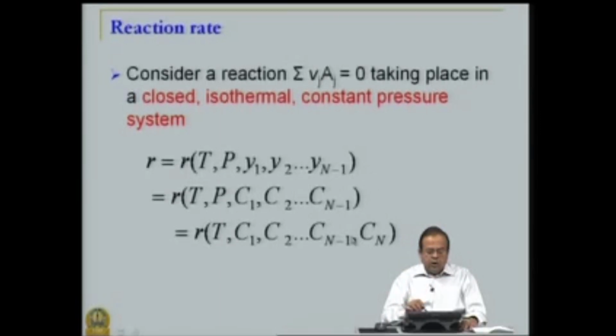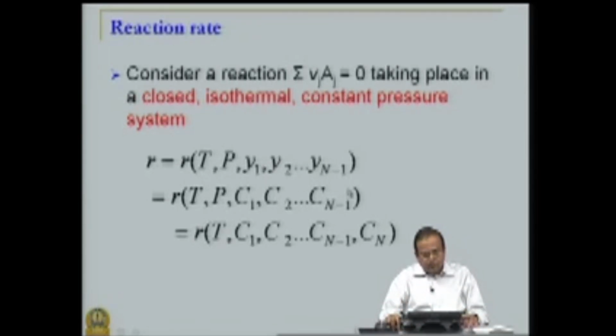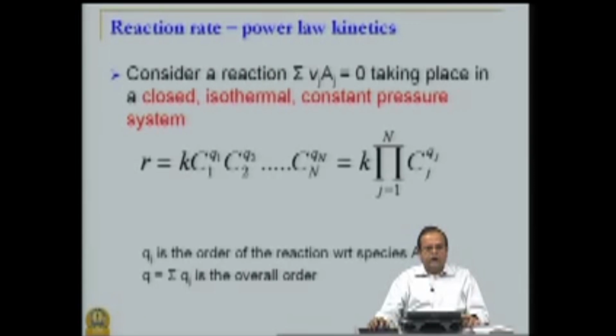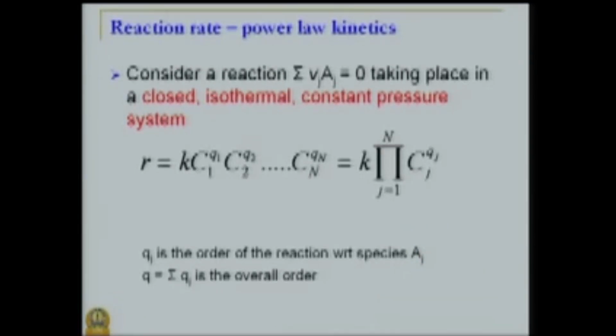But if you look at any of these expressions, the total quantities that appear are n plus 1, that is, n is the number of components plus 1. So, it could be either T, p plus n minus 1, so 2 plus n minus 1, again n plus 1, and so on. So, now let us look at some of the common forms of these rate expressions, and the most common form is the power law kinetics. So, let us look at the most common form of reaction rate expression, namely the power law kinetics.